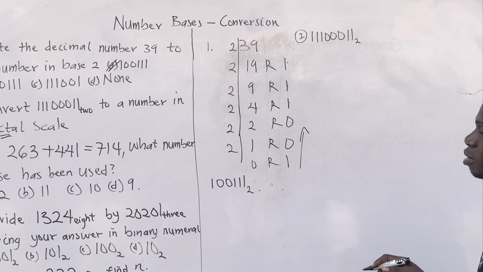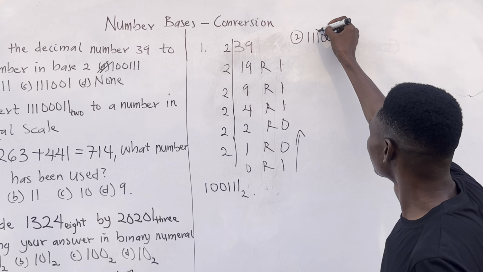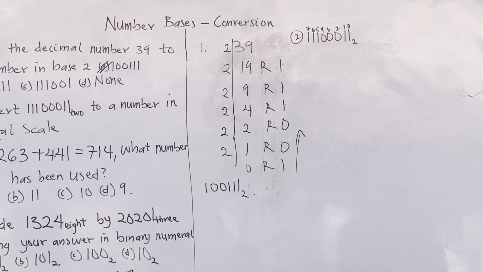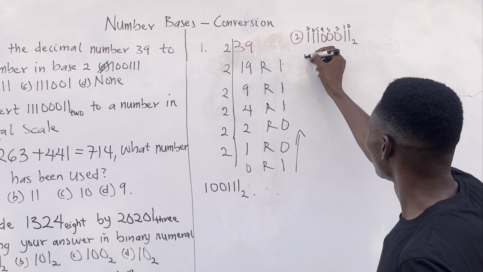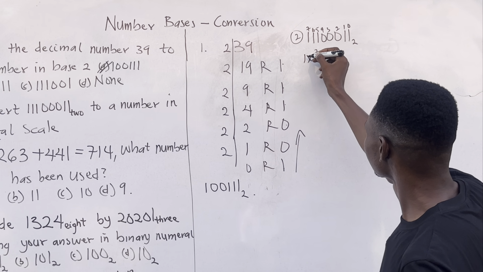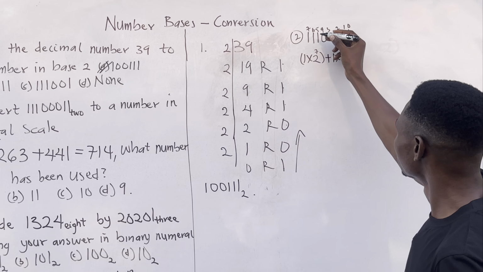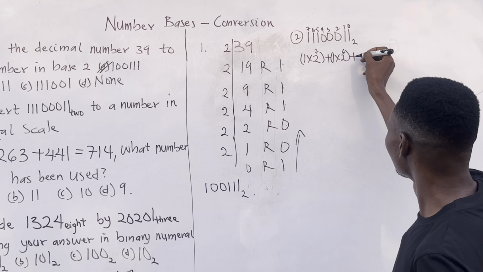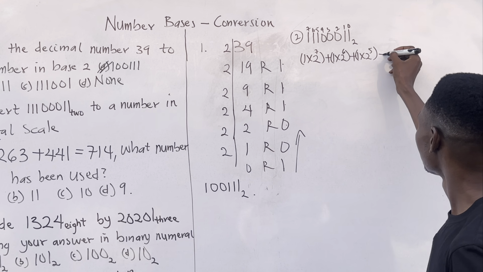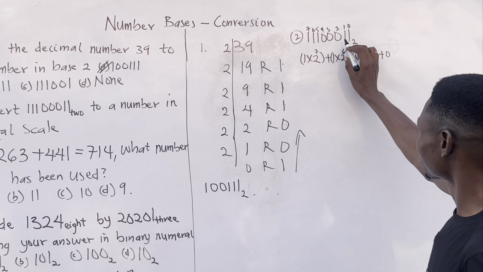We're converting to base 10. Remember, we are going this way. So we have 0, 1, 2, 3, 4, 5, 6, 7. So the first will be 1 multiplied by 2 raised to the power 7, plus the second one, 1 multiplied by 2 again, the base, raised to the power 6, plus 1 multiplied by 2 raised to the power 5, plus 0.